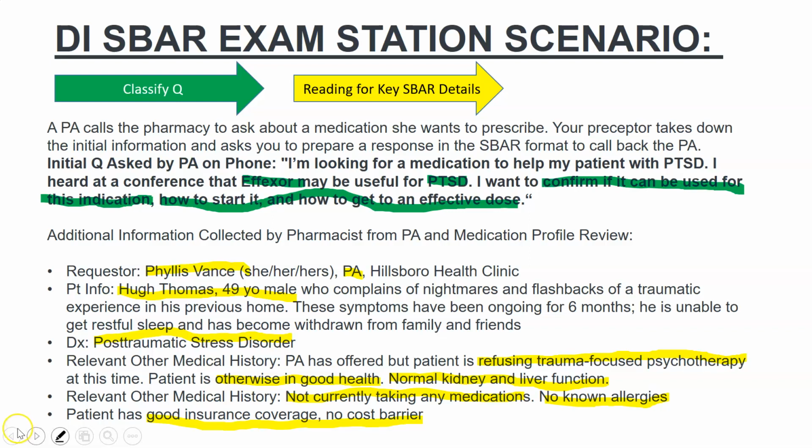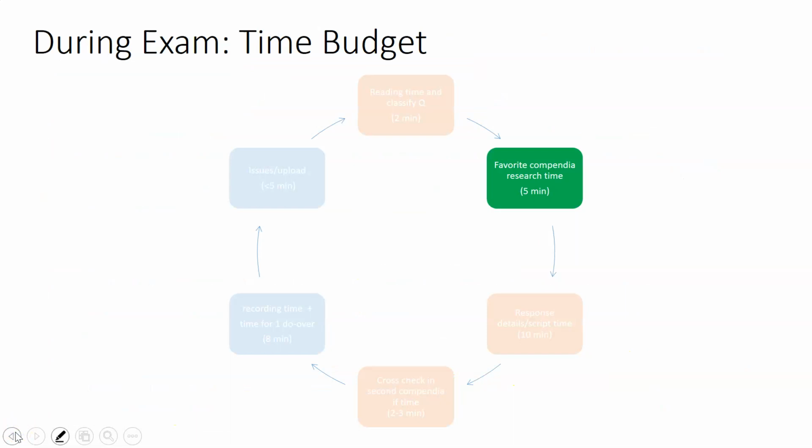first read the case. So my next step is to go to my favorite compendia and spend some research time trying to make sure I address those two question types, which were usage and also dosing. For illustration purposes here, since most students seem to choose LexiComp as their first choice, I am going to demonstrate LexiComp first as far as where I would look.